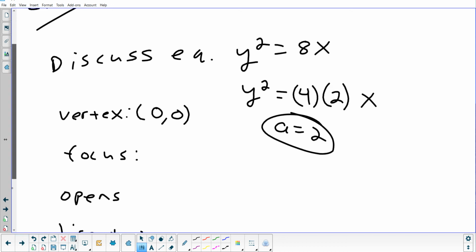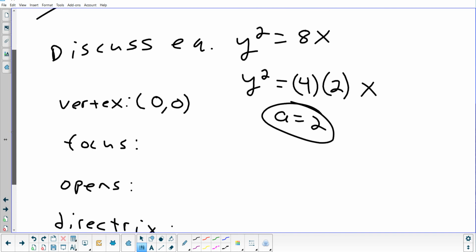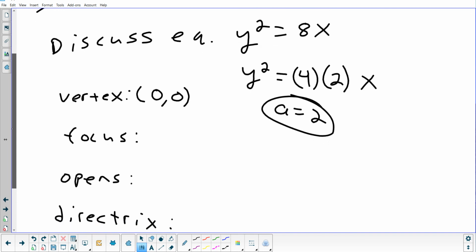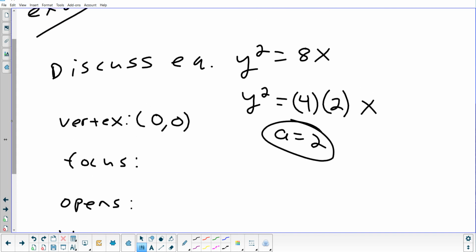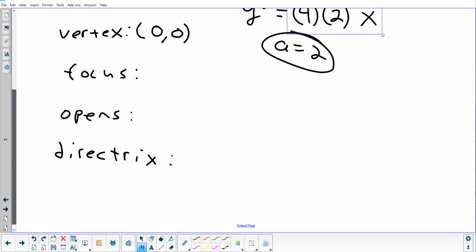Now, I think the next best thing is let's figure out which way it opens. Because if you can figure that out, it's going to make other things easier. The 4 is positive, and the letter is an X. So which way does it open? Right. It opens right, because it's a positive 4, and it goes through the x-axis. So it opens right.